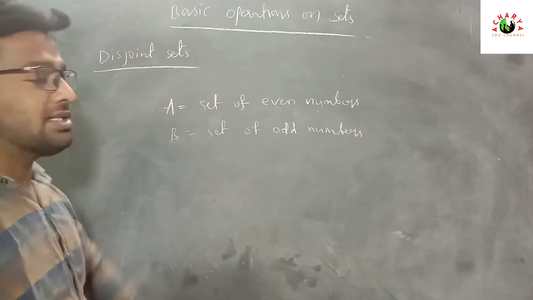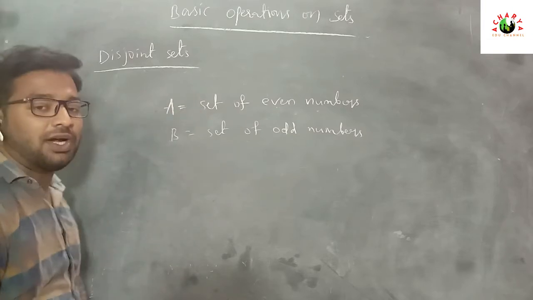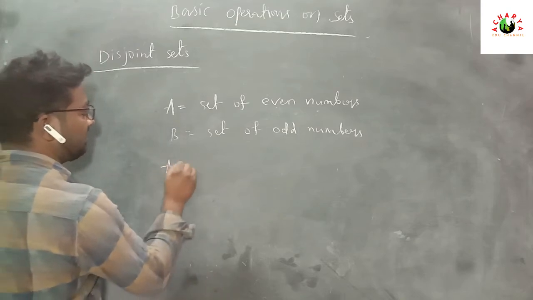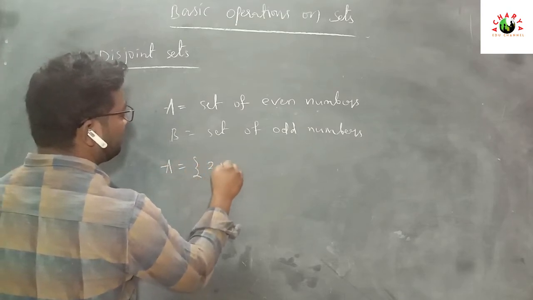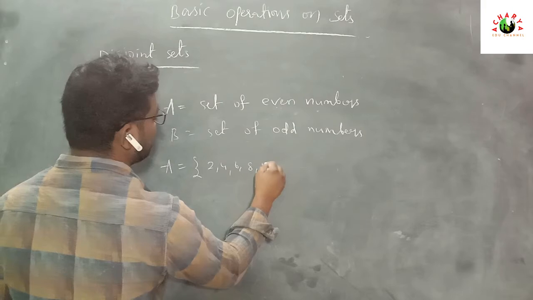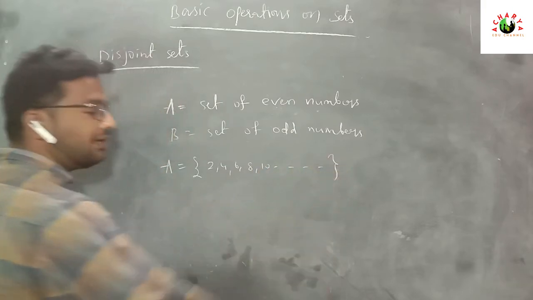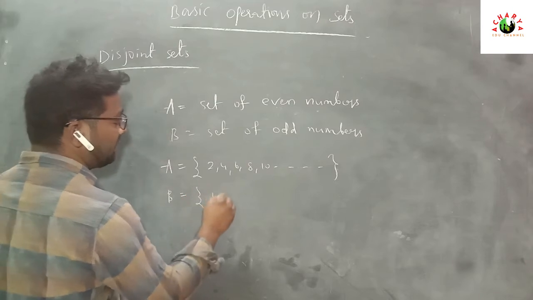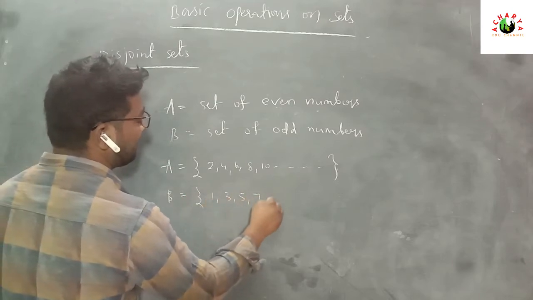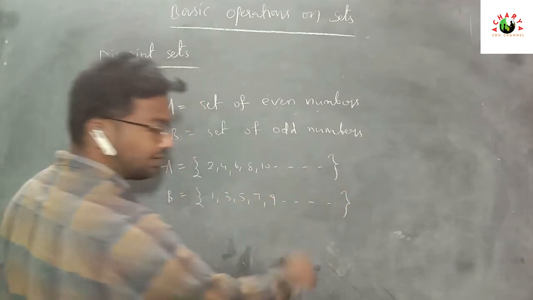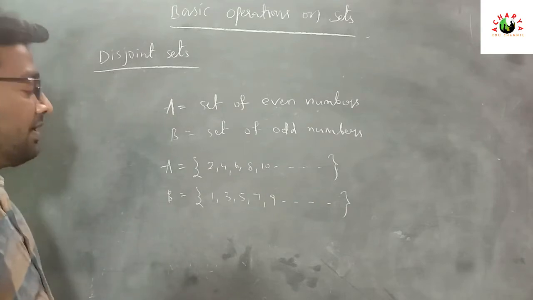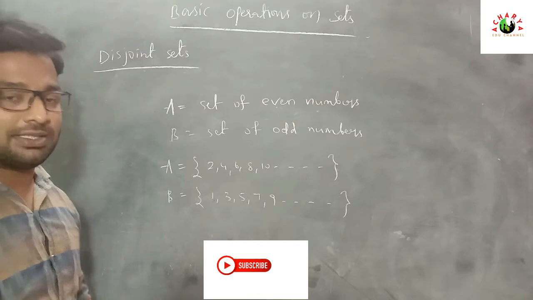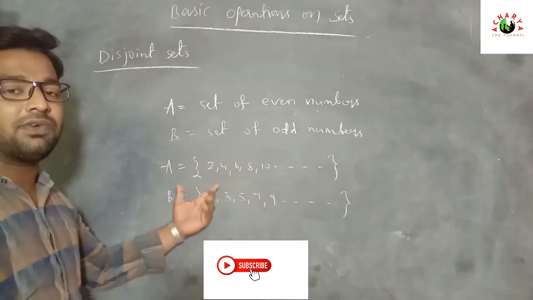A is equal to the set of even numbers. Already we know what the even numbers are. Here A is equal to 2, 4, 6, 8, 10, and so on. These all are even numbers. Next, B is equal to the set of odd numbers, meaning 1, 3, 5, 7, 9, and so on. Are there any common elements in the given sets? There is no common element between the two sets.